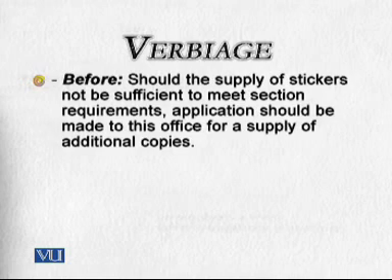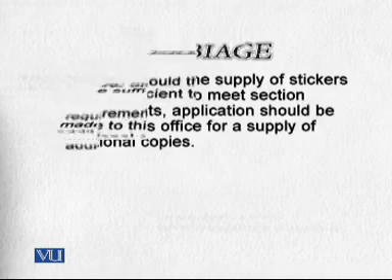Now, if you look at this message very carefully, you would find many verbs unnecessarily used, overused. Should is one verb, be is a second verb, to meet is a third verb, should be made is another verb. And there are words in this sentence which can have verb forms also. For example, supply is a noun and it can have a verb form also, supply. Section is a word which can have its verb form. Application can have its verb form, apply. So in this example you see many verbs which are unnecessarily used.